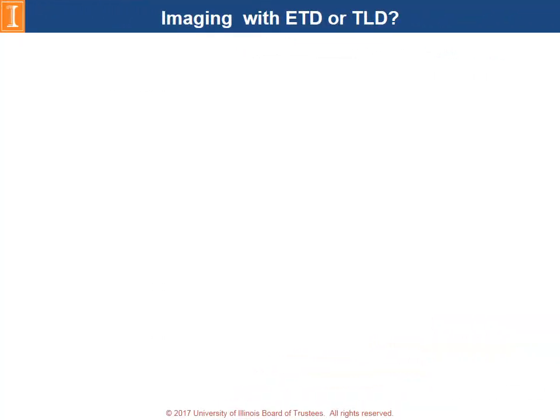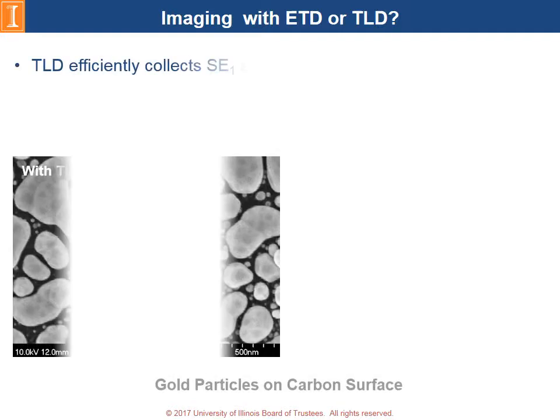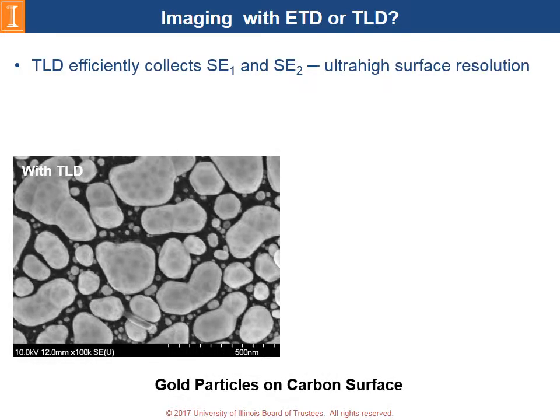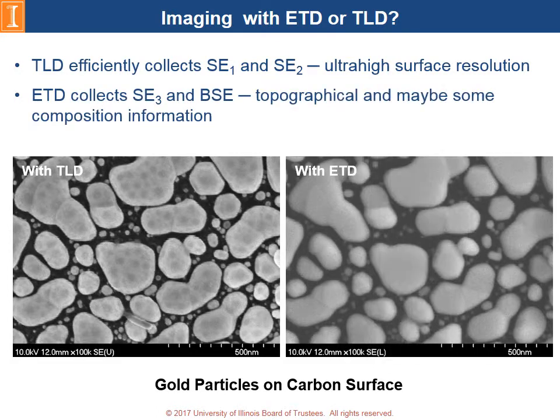The signals these two types of detectors collect are also different. TLD collects SE1 and SE2 only, because only SE1 and SE2 are confined by the magnetic field. As for ETD, when the immersion mode is on, SE1 and SE2 are now pulled up by the magnetic field. The signals collected by ETD are mainly BSE and SE3.